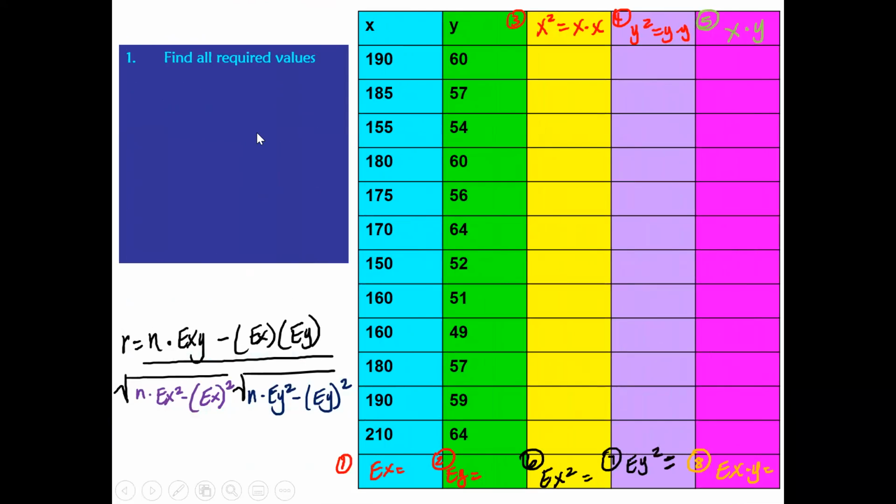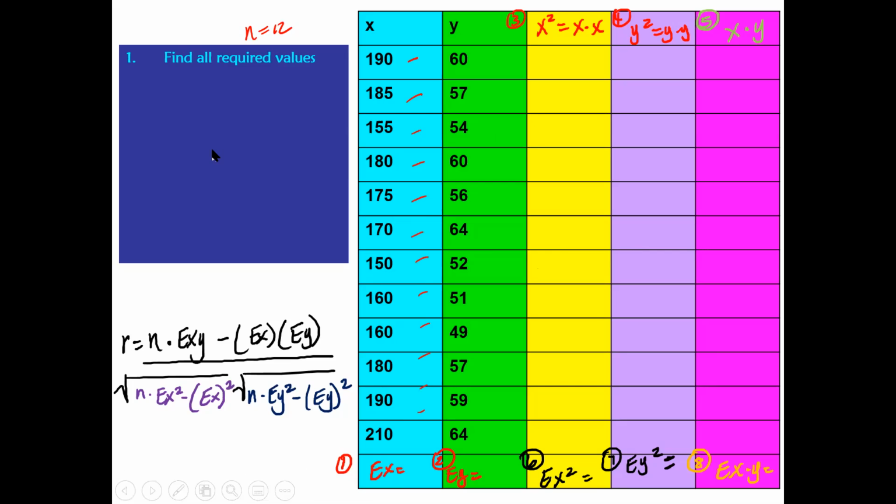Step number 1, find all the required values. Remember, there are 3 columns. The first column is just the X value. The second column is the Y value. Just by looking at this, how many sets of data do you have? There's 1, 2, 3, 4, 5, 6, 7, 8, 9, 10, 11, 12. So automatically n equals 12.